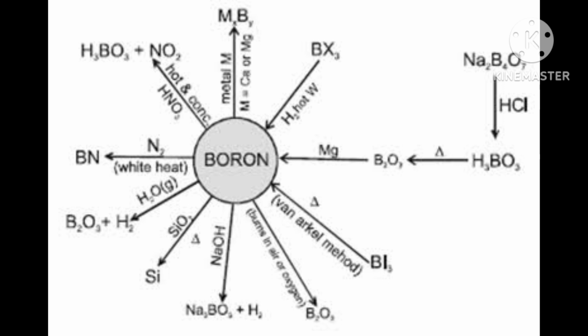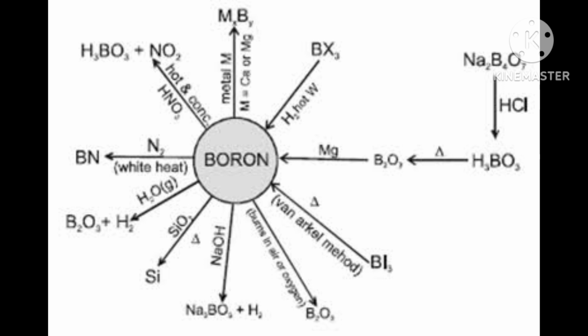Means all are increasing except aluminum to gallium, gallium is 135. After that all are increasing. Boron 88, after that aluminum 143 increased, indium 167, thallium 170, all are increasing. Exception is gallium, it is decreasing. Keep in mind. That's why it is showing different type of property.